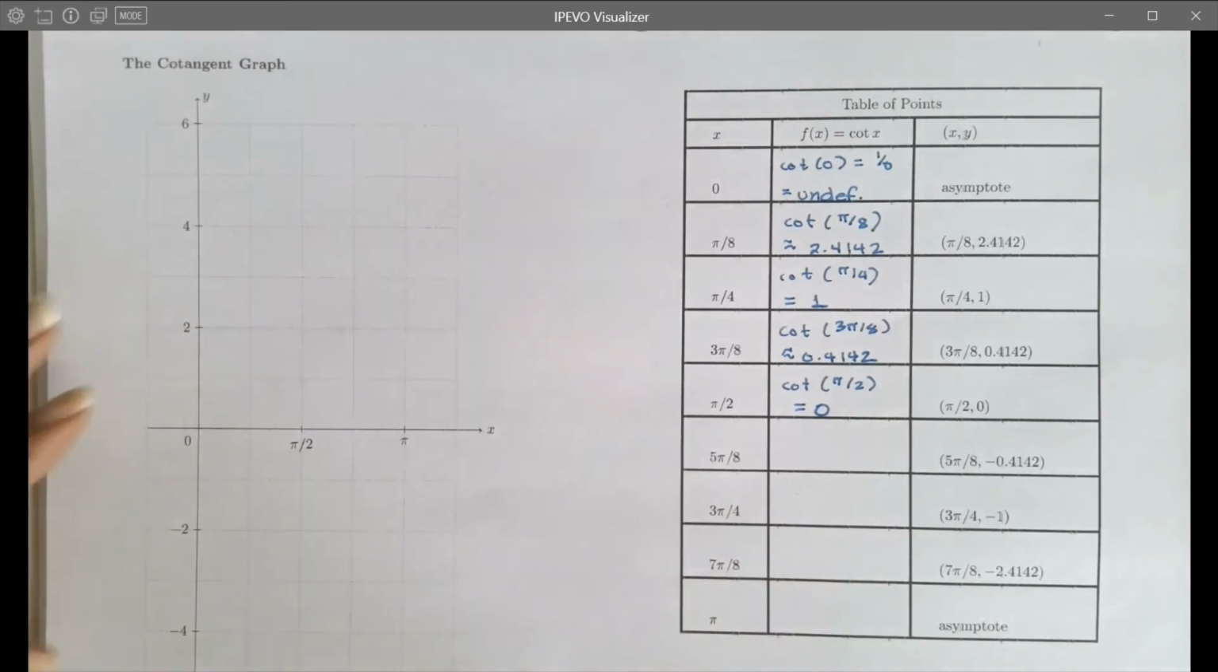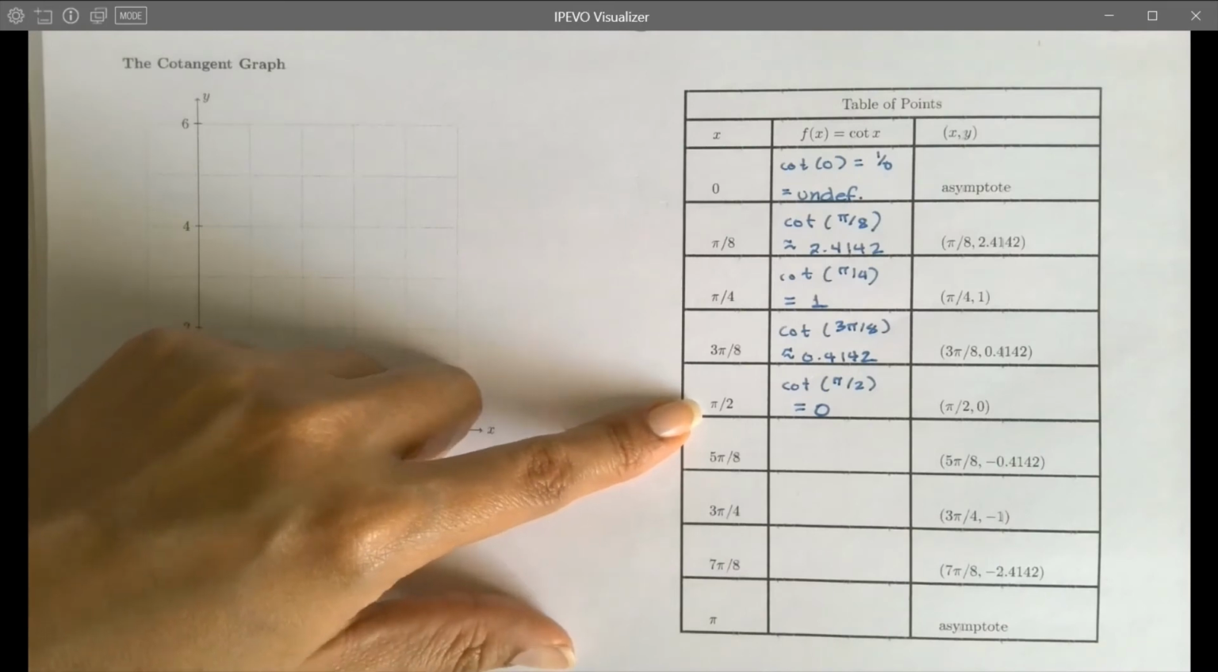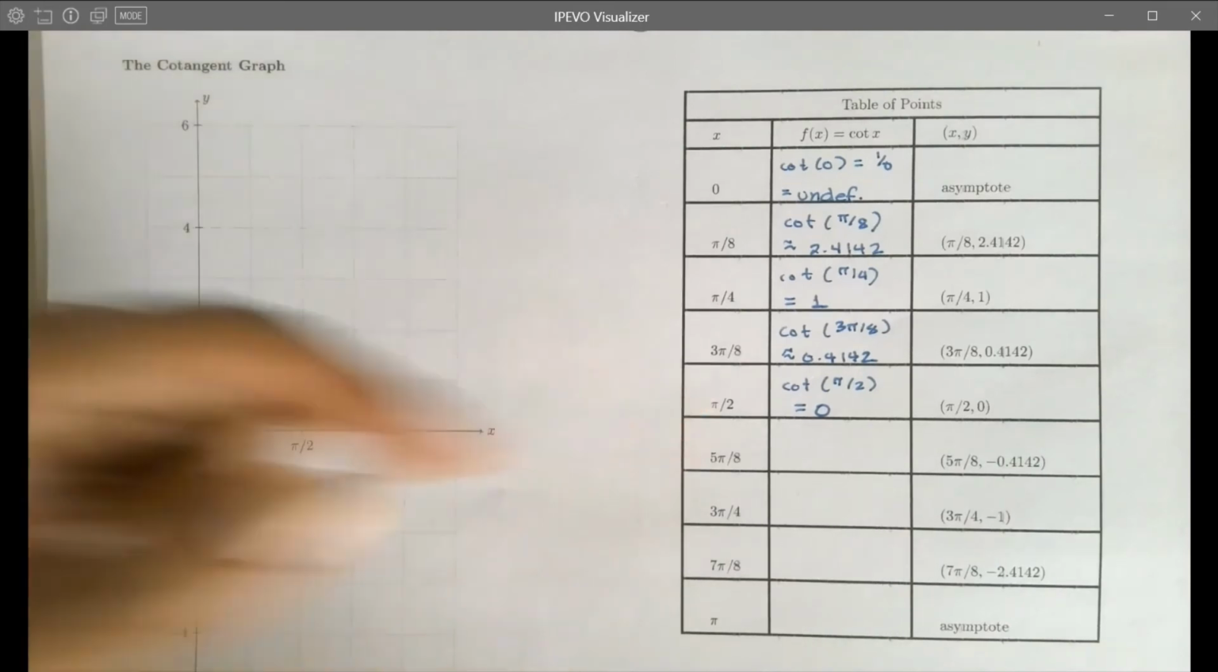So just be very careful about when you're plugging in cotangent values, because those you will always have to verify with the unit circle when it comes to multiples of pi over 2.